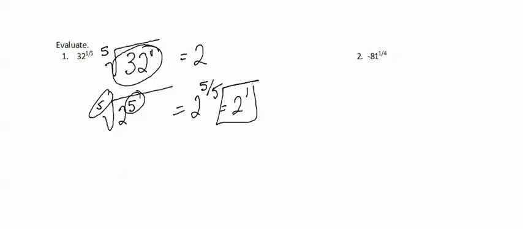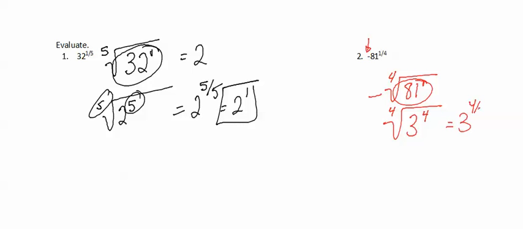Now in the next one, we have negative 81 to the 1/4. Now because the negative is outside the 81, the 1/4 only applies to the 81. So it's the 4th root of 81 to the 1st power. So what number times itself 4 times gives us 81? Well, that would be 3 to the 4th power, which would be 3 to the 4/4, which just gives us 3. But because there's that negative sign, it's actually going to be -3 is our answer.